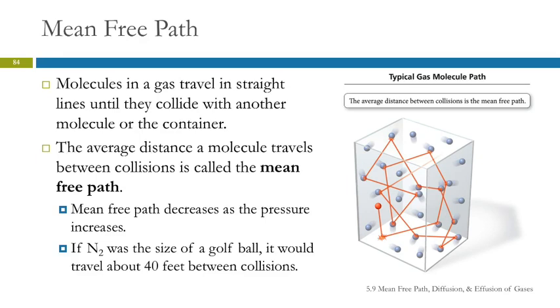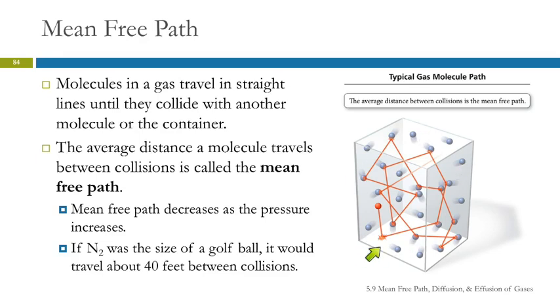So pressure increasing, you get the particles closer together, they're going to be running into things more often, because they're closer. Just an idea of how big the mean free path is relative to the size of an atom. If a nitrogen molecule was the size of a golf ball, it could travel about 40 feet between collisions. So that's quite a long way. You can imagine a gas made of golf balls, and they each travel about 40 feet before they run into anything. There's a lot of empty space in that gas.